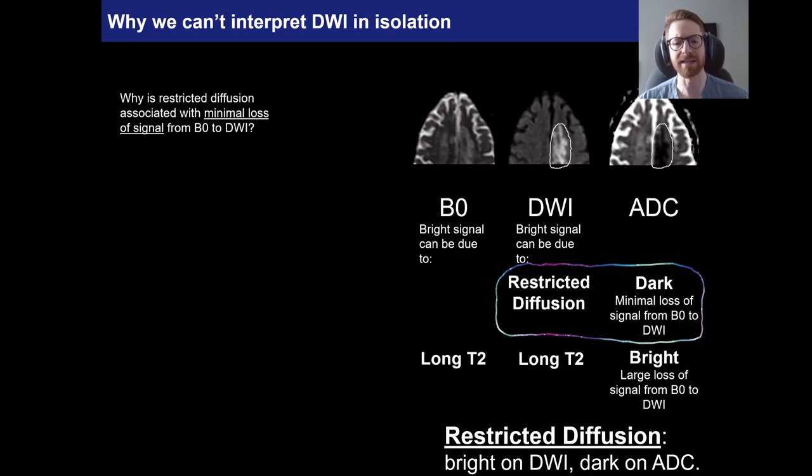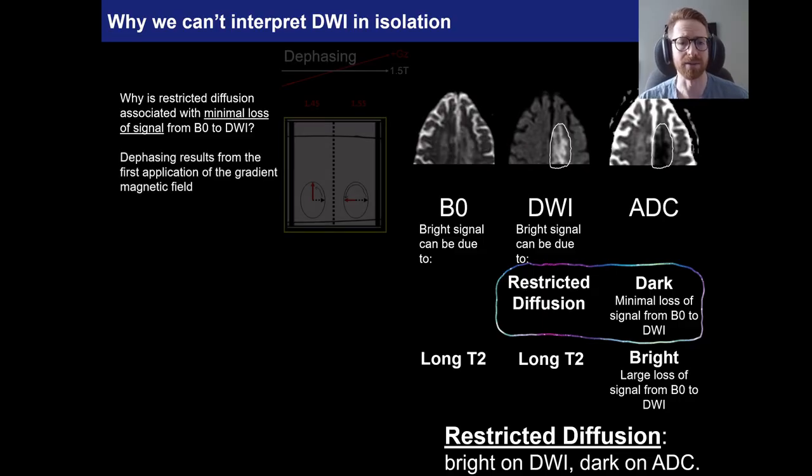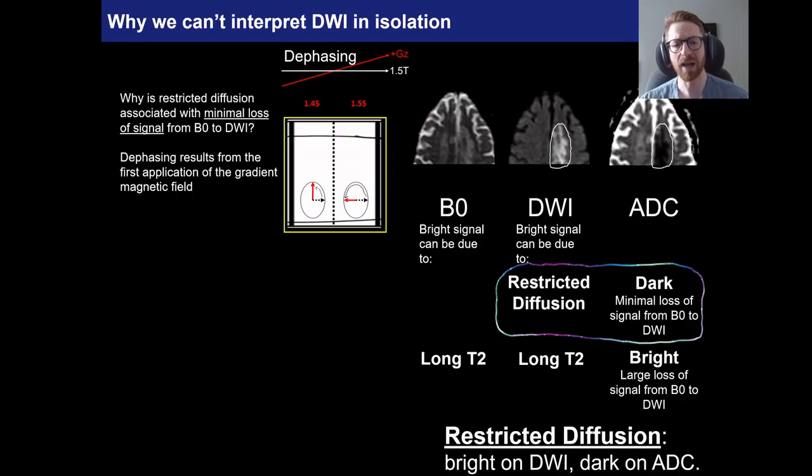Okay, so why is that the case? Why would we have minimal loss of signal from B0 to DWI if there's restricted diffusion? We already understand this, right? Let's review. When we apply the bipolar gradient magnetic field, the first lobe of it is going to cause dephasing. The left column spins are going to precess more slowly. The right column spins are going to precess more quickly.